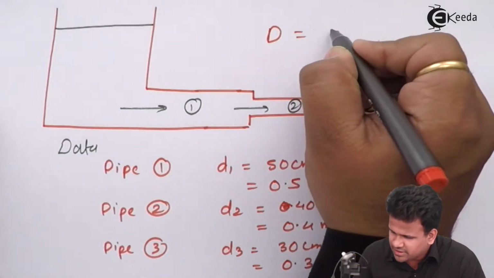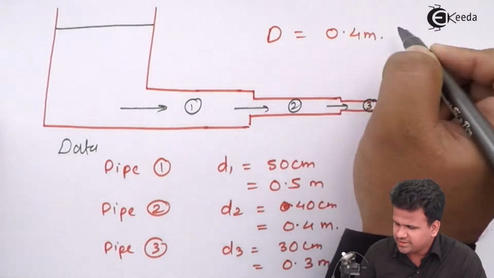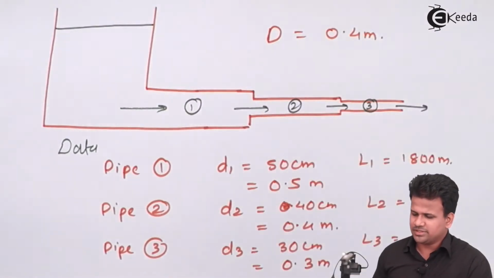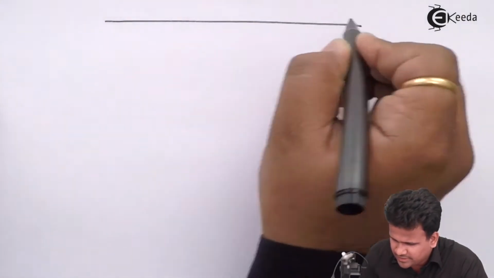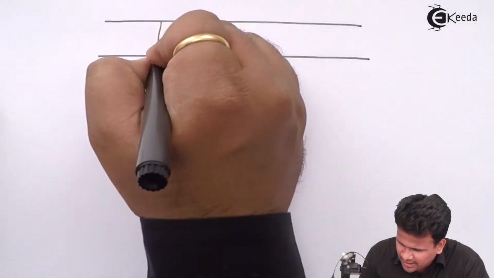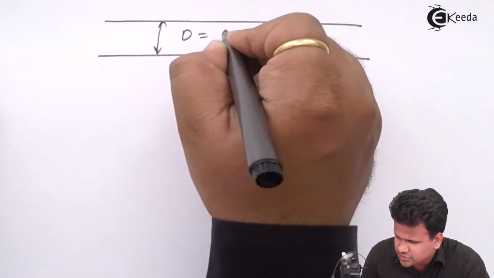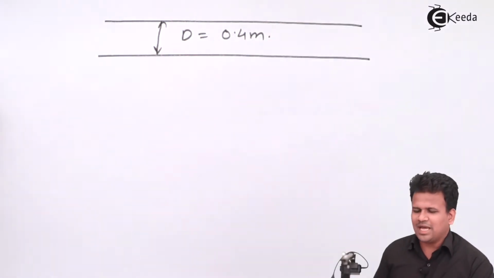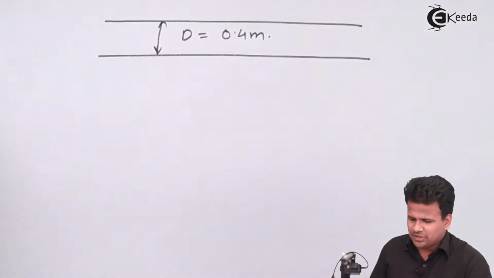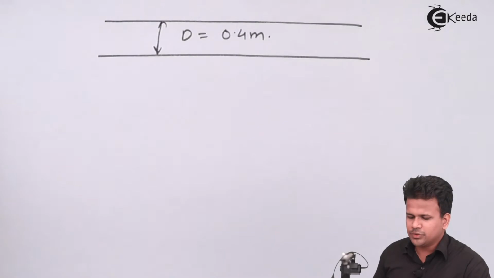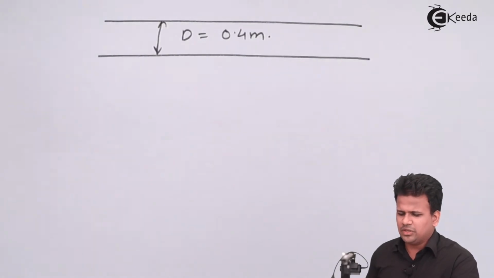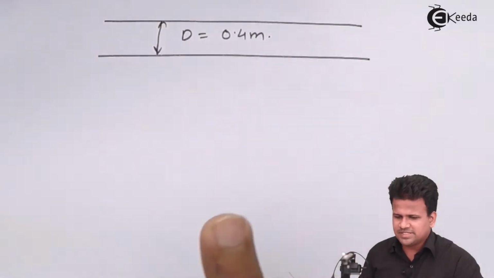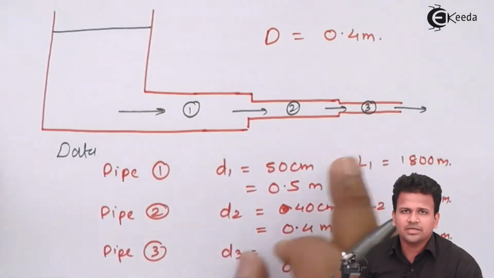The diameter is given as 0.4 meters, that is 40 centimeters. So we have to convert this into an equivalent pipe, and for that we have to draw the diagram of the equivalent pipe. This pipe will have a diameter d equal to 0.4 meters, and we have to calculate its length. For this calculation we will apply one formula, which says that the head loss through this equivalent pipe will be the same as the head loss through the individual pipes.